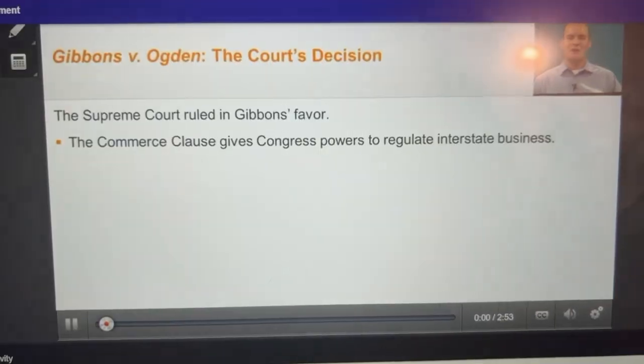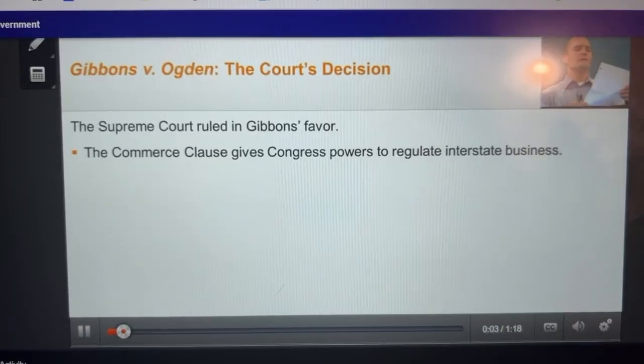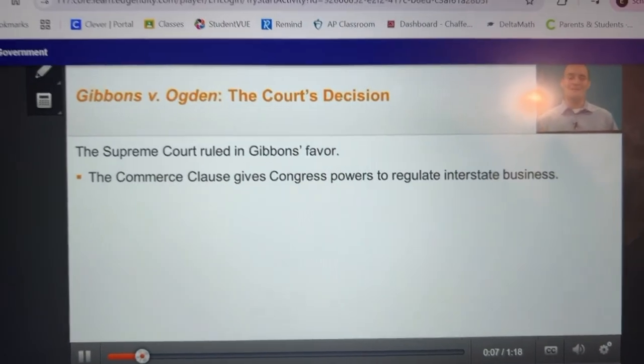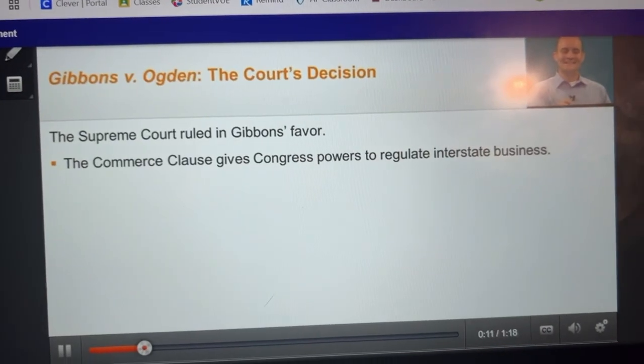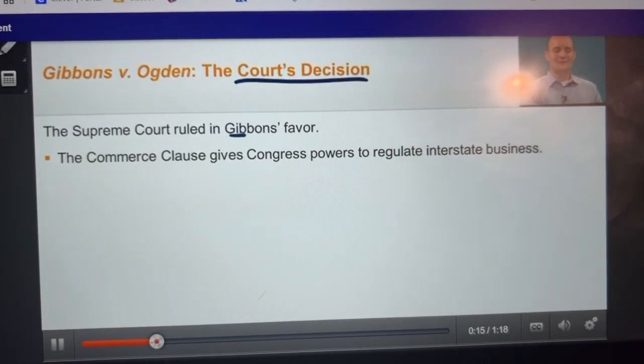Yay! Alright, I've just received word from the Supreme Court that they have ruled in favor of Gibbons. If you were on Gibbons' side, if you agree with his argument, well, wonderful work. So this was the court's decision. Like we just said, the Supreme Court ruled in favor of Gibbons.